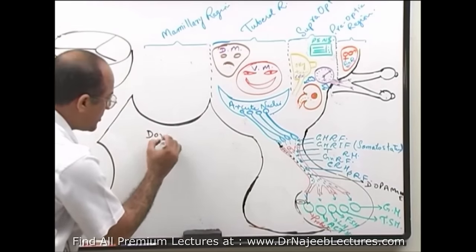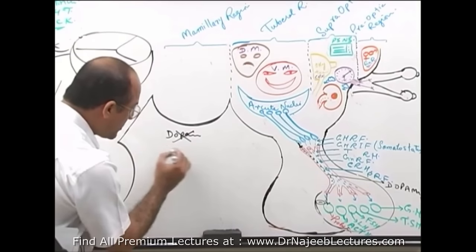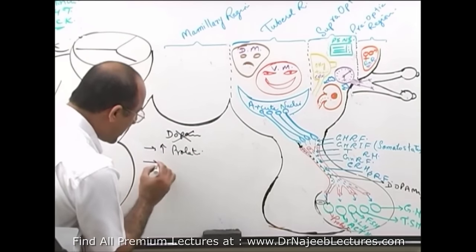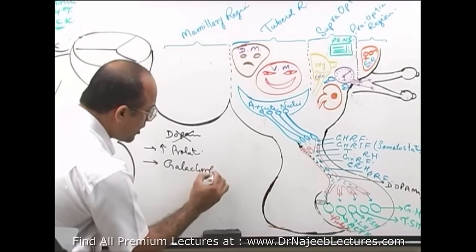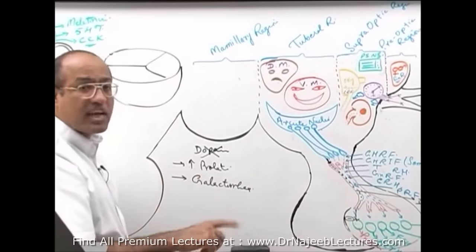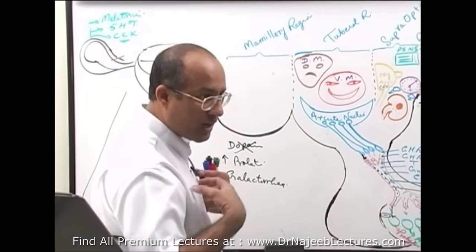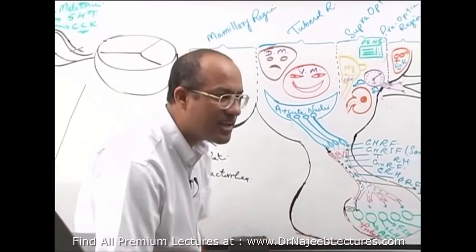The dopamine is not going there, right? So that will lead to increased prolactin. Increased prolactin will lead to, number one, galactorrhea. Number two, a very high concentration of prolactin will inhibit the FSH and LH production. Very high amounts of prolactin, which is produced from here, will inhibit the production of FSH and LH.